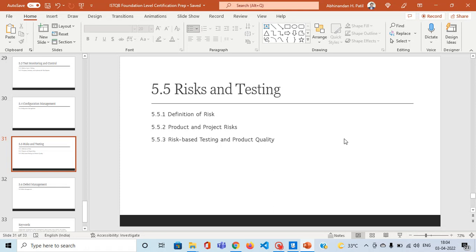And risk management activities provide a disciplined approach to analyze, determine, implement and make contingency plans. They help in analyzing what could go wrong, determining which risks are important, and implementing actions to mitigate the risks. So if a risk happens, how to mitigate it, and contingency plans whenever the risk happens.